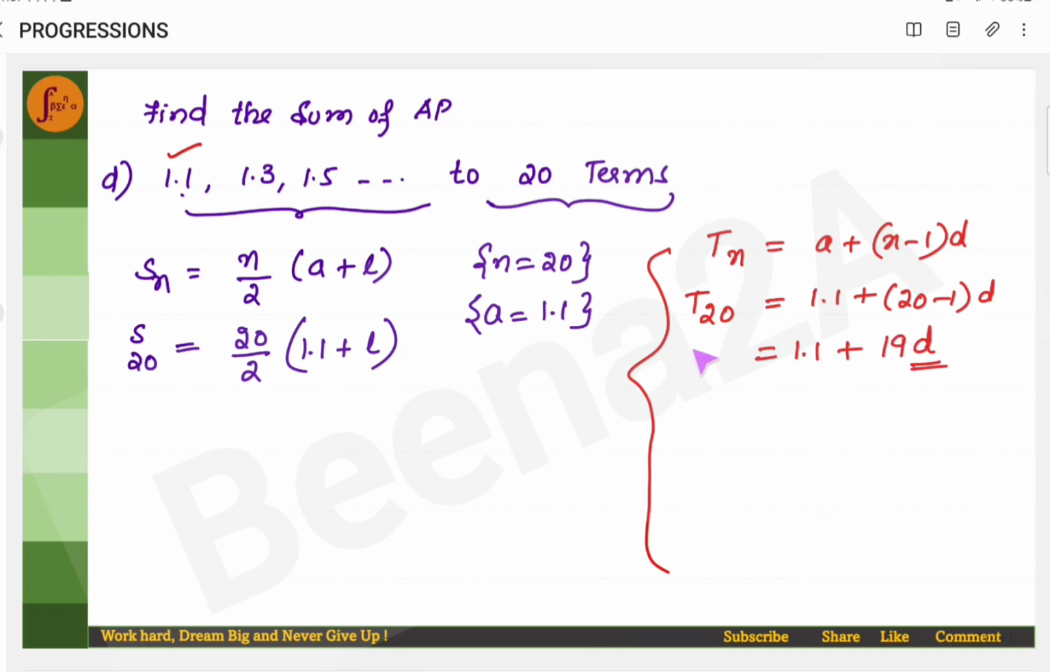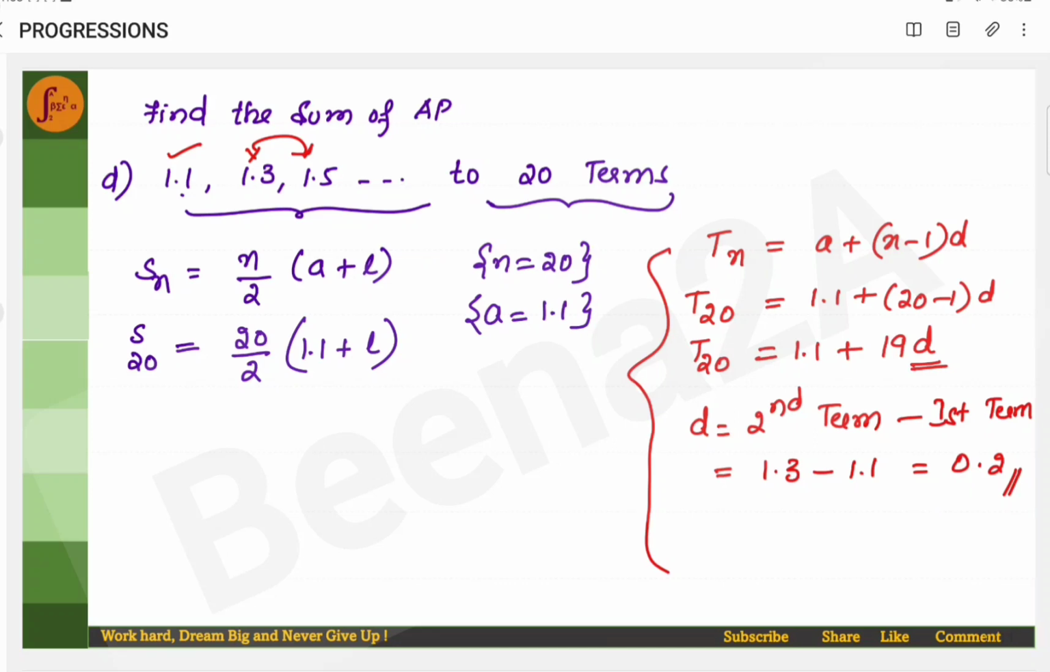Now I need to find the difference for me to find the last term, the 20th term. What is the difference? Second term minus first term is the difference. The second term is 1.3, the first term is 1.1. So what is the difference? 0.2. You can also verify between these two terms and you'll get the same answer. 1.5 minus 1.3 is 0.2. 1.3 minus 1.1 is 0.2. So d is 0.2.